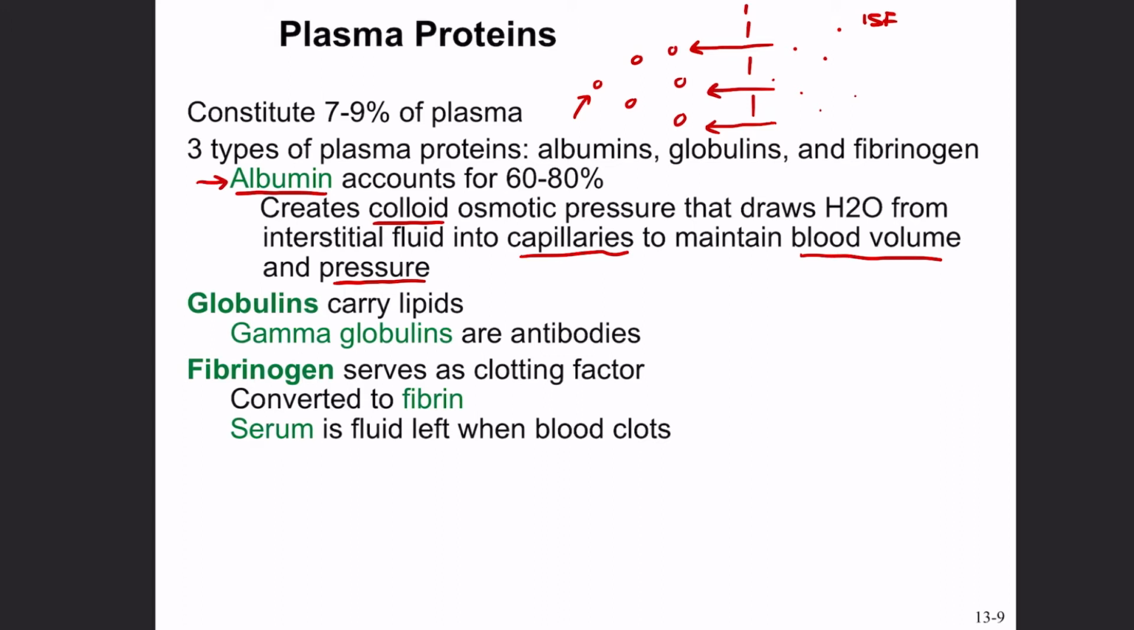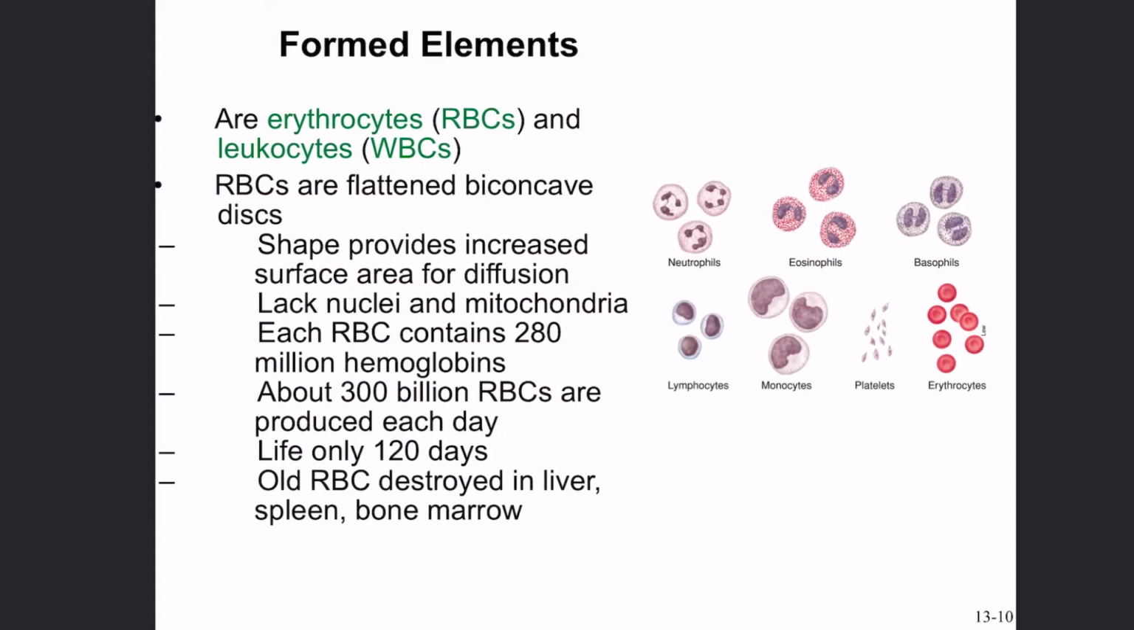Globulins, their job is to carry lipids. We should know that lipids are hydrophobic, and they don't dissolve well in water, right? They dislike water. And so for them to travel in blood, they need to attach themselves to a protein, and they do via these globulins. Fibrinogen is a protein that serves as a clotting factor. It is going to convert into fibrin, which we're going to talk about in a little bit. It impacts clotting, but I'll talk about the physiological components of these slides.